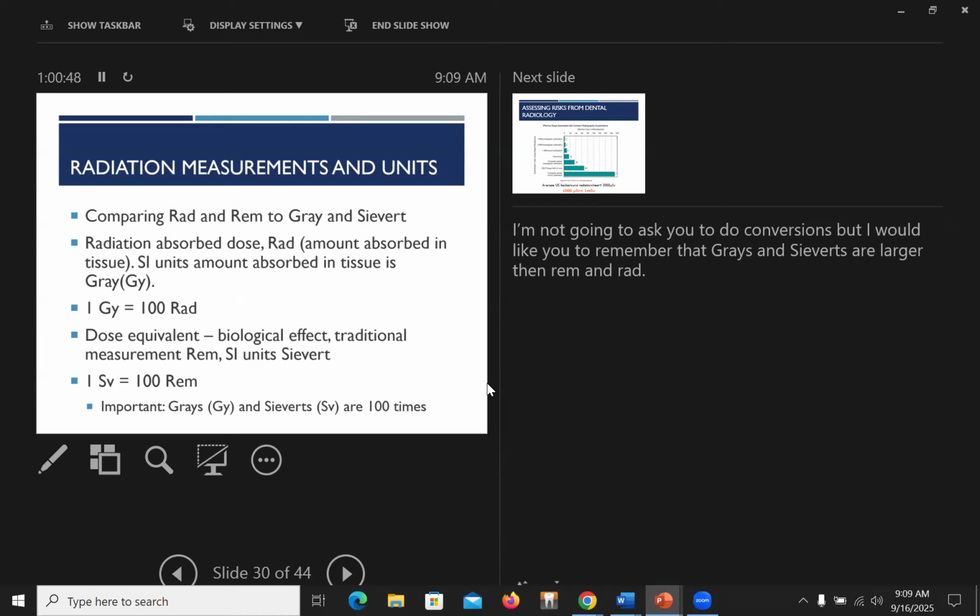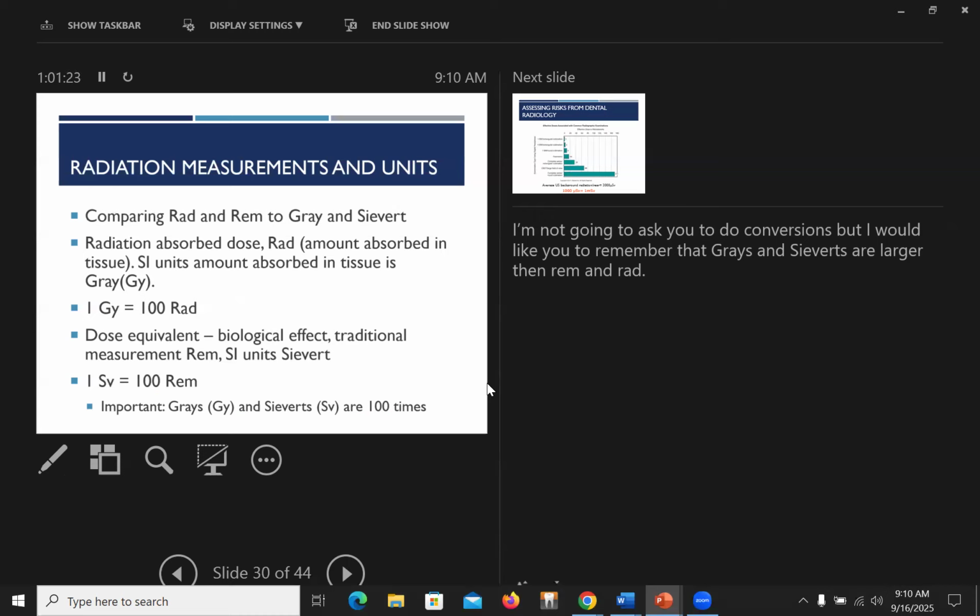But so a rad, absorbed dose, is not the same as a Gray. They have to be measured differently. One Gray is going to be like 100 rad. So if you're talking about they absorbed one rad of radiation, that is far less than one Gray of radiation. That's the concept that I basically want you to walk away with. So you need 100 rads to equal a Gray.